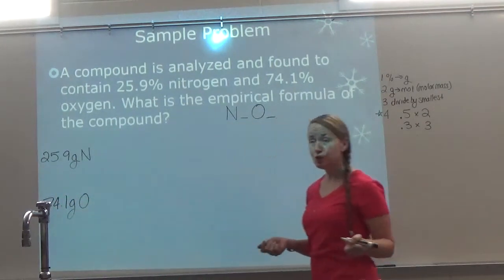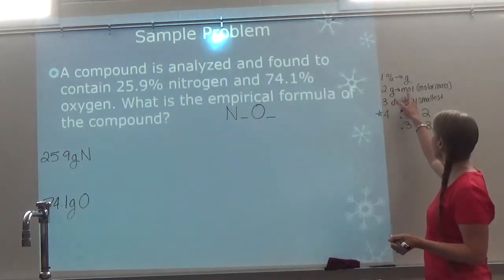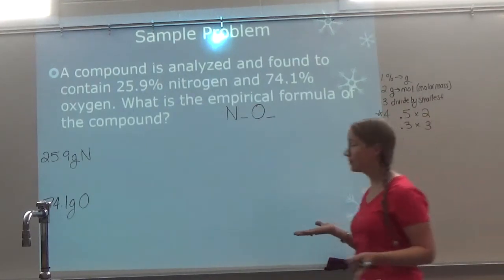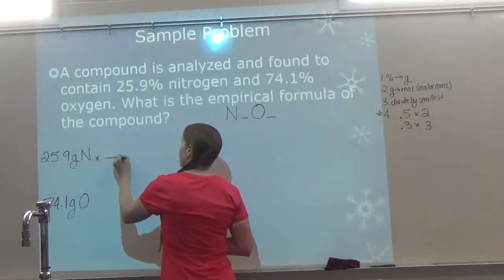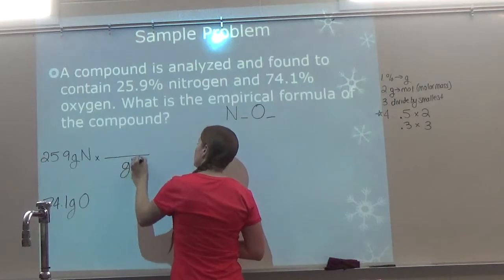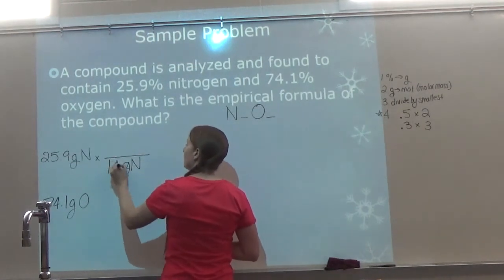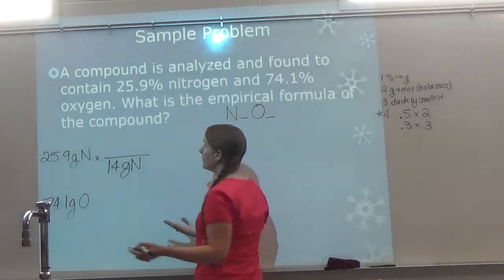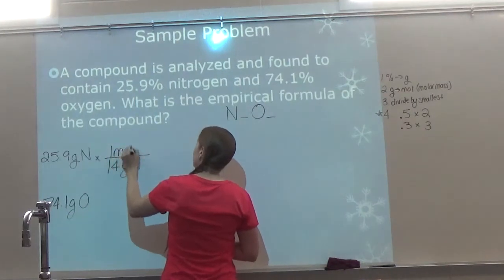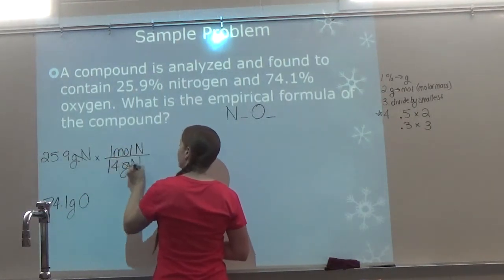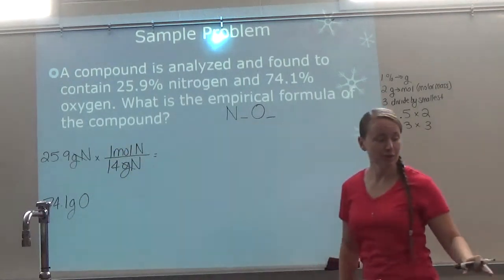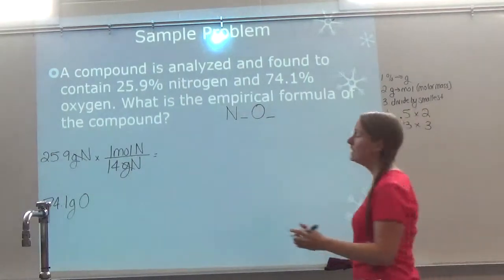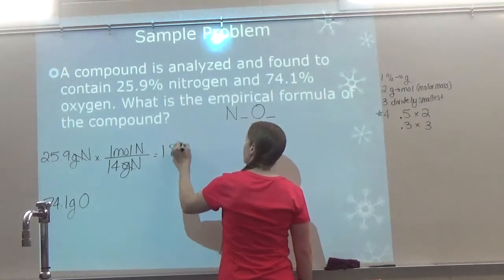All right, so step 2 is I am going to convert grams to moles using the molar mass. So grams of nitrogen is on top, so grams of nitrogen goes on bottom. I find that it has a mass of 14 on the periodic table, and that equals 1 mole of nitrogen. So once you do 25.9 divided by 14, you should get 1.85 moles.